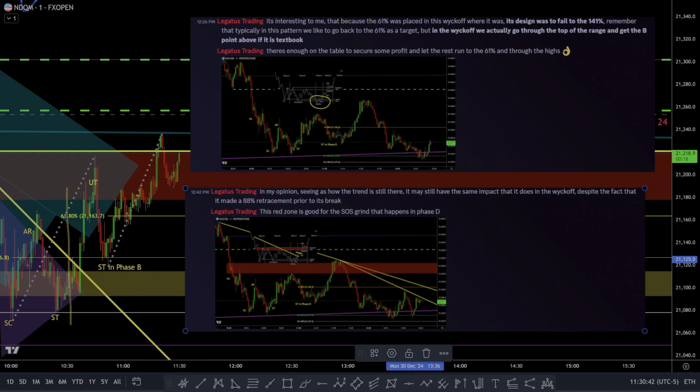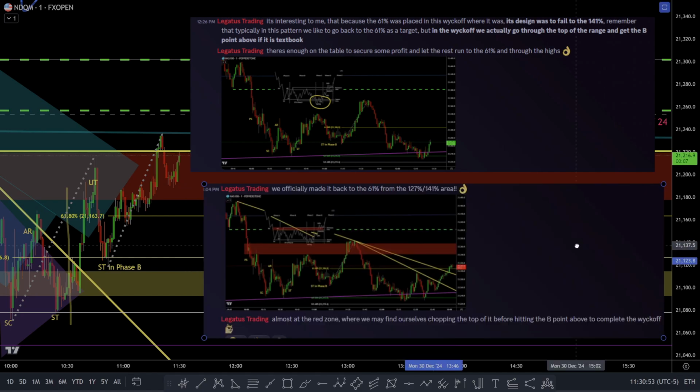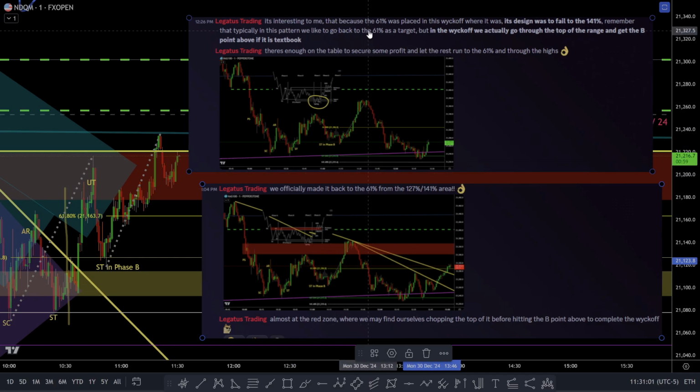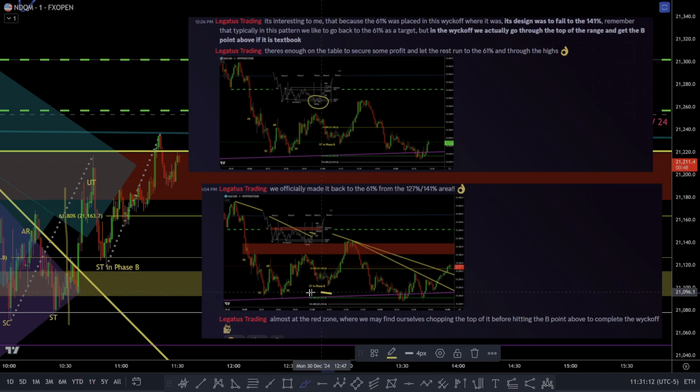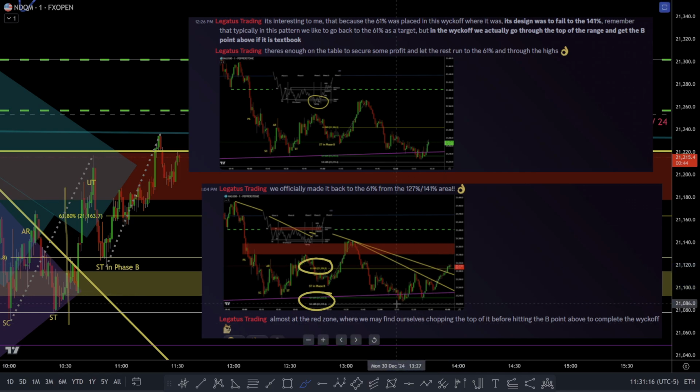But regardless, we officially made it to the 61 from the 127 area. So we came up off of those lows from the very, very bottom, off of the 141 where the target is the 61. You know, we like to go back to the 61 as a target, as I mentioned in the top picture. We literally did that. We went from those 141s to that 61. That was that movement, despite the fact that we made an 88% retracement along the way.